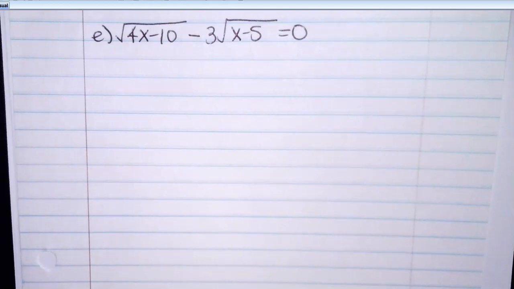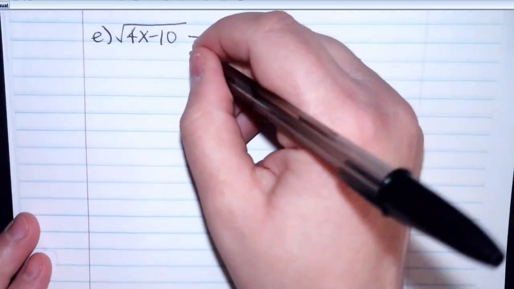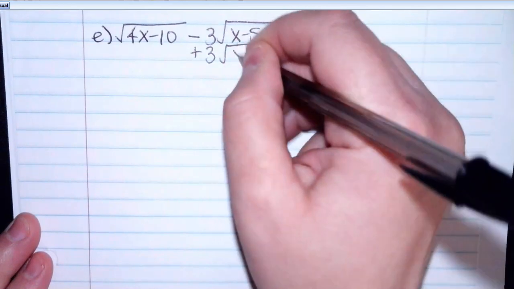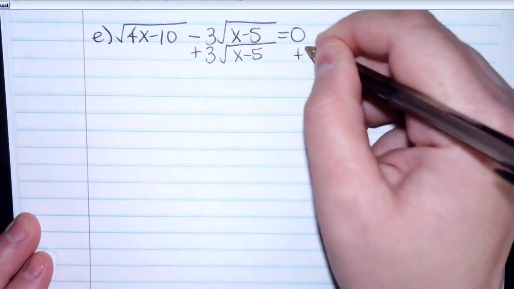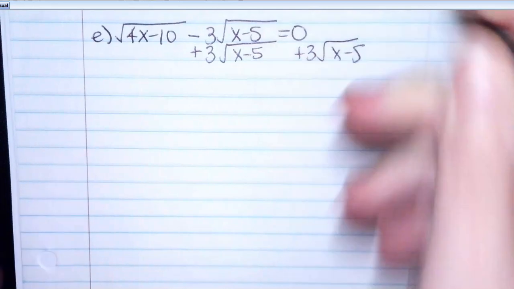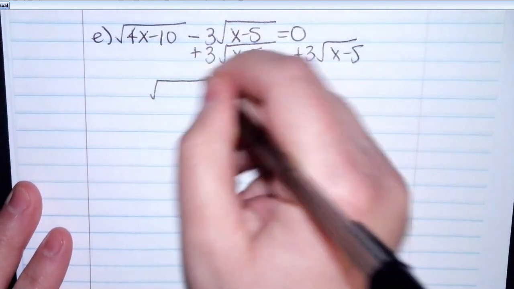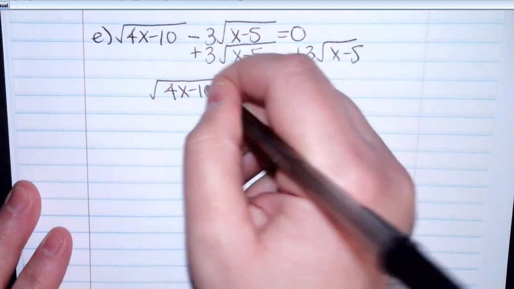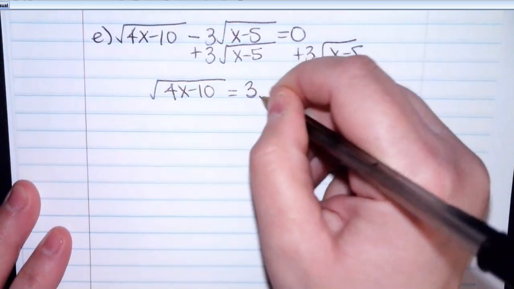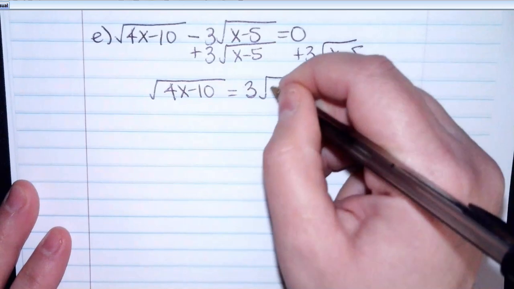Alright, and then the last part of example 1, this letter E, I actually had 2 radicals in the problem here, so to isolate the radicals, the easiest thing I can tell you to do, put 1 on one side of the equation and 1 on the other, and literally all I'm going to do, I'm going to add this 3 times the square root of x minus 5. I'm just going to add it to the other side of the equation. The other side of the equation is actually just 0. So I'd have this 3 is now positive because I'm adding it to the other side.